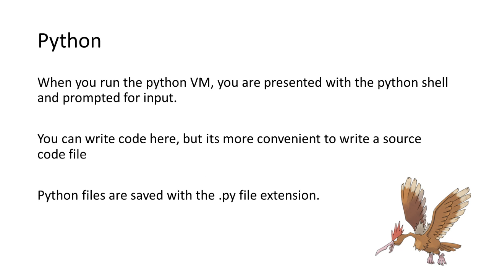Now when you run the Python VM, you're presented with the Python shell and prompted for input. You can write code at the Python prompt, but it's generally more convenient to write a source code file. You can only input one line at a time at the prompt, whereas in a source code file you can write many lines of code, and you'll quickly find that most programs are more than one line of code long. Python files by convention are saved with the .py file extension. And this is important to note. When you write a program and you save it, if you don't include the .py file extension, you'll lose some features of the Python editor. So it's important to make sure that you save your files properly.